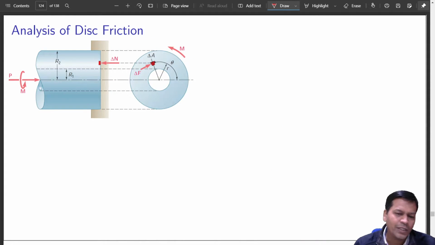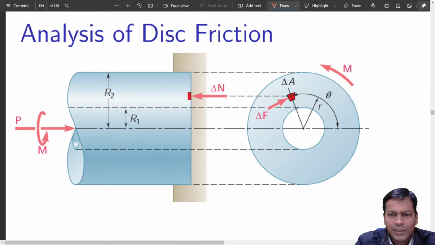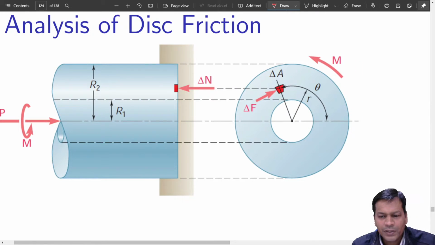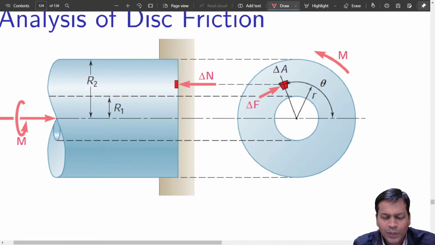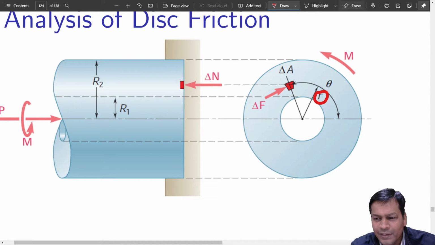So let us now begin the analysis of disc friction. How is that done? You have a small elemental piece. Let me zoom it out further for you. So this is how it looks like. Now you understood what I am going to do. A small elemental piece at a distance r I have taken.